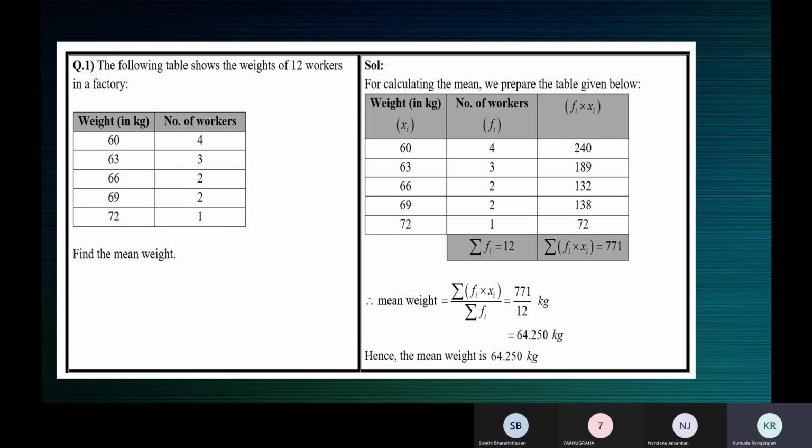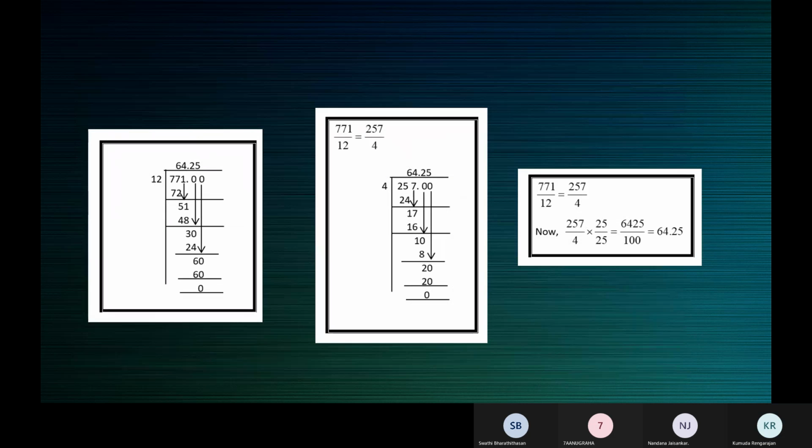Okay, let's come back to this one. So this is what I was telling you about the division. You can take a picture of this. Please take a picture, children. Take the screenshot now. Please try all these three ways of getting the quotient 64.25.